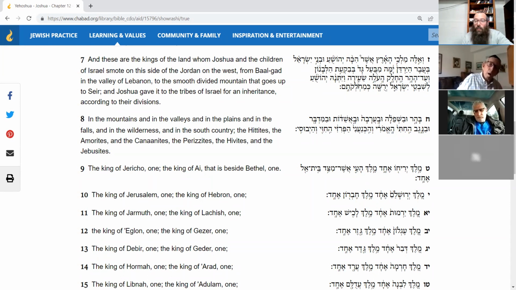V'yitnu Yeshua l'shivta Yisrael, and Joshua gave it. He inherited it to the tribes of Israel. Yerusha, based on the divisions, and we'll learn that in future classes exactly how we divide it, which is also another very important topic to deal with. Let me just go to the map and share some of the locations perhaps that were mentioned in this verse over here, just so we can see.